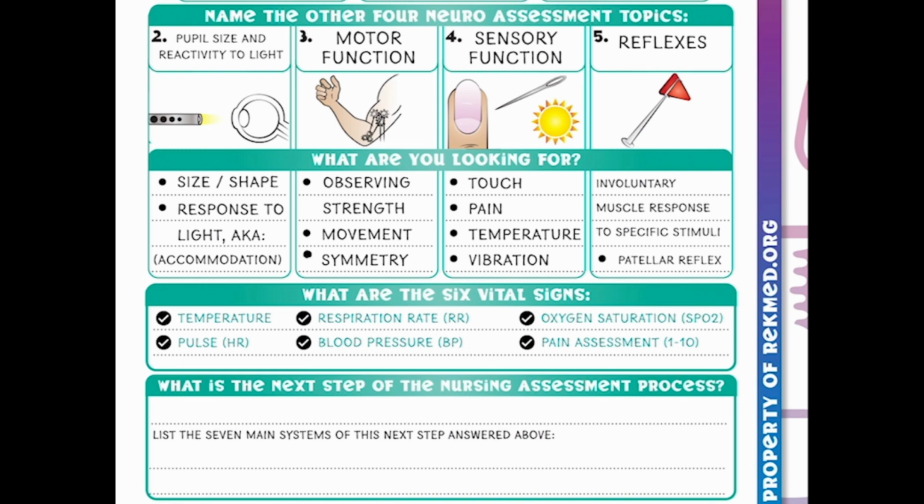And once we've performed all of this, what is going to be the next step of the nursing assessment process? This is going to be the physical assessment, aka our head to toe assessment. And our next lessons are going to be covering everything from our head to toe assessment.